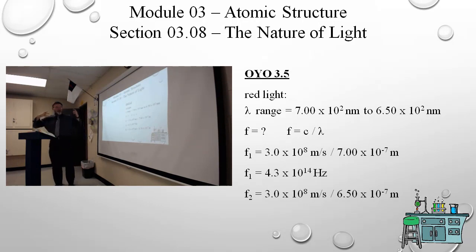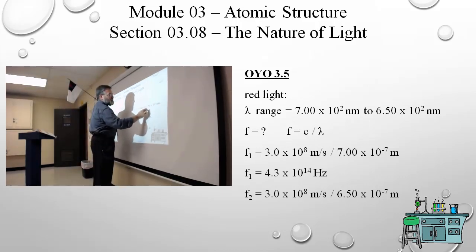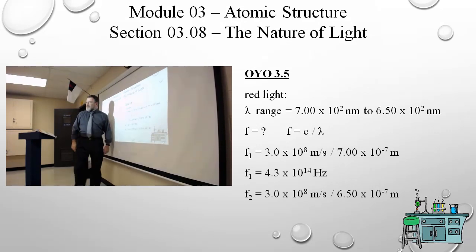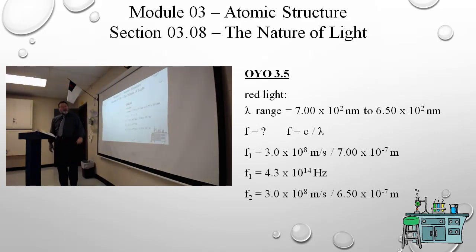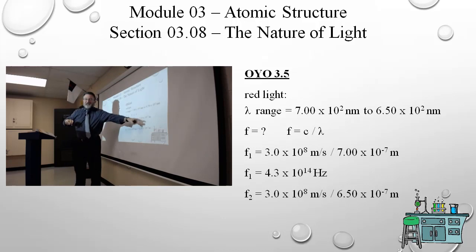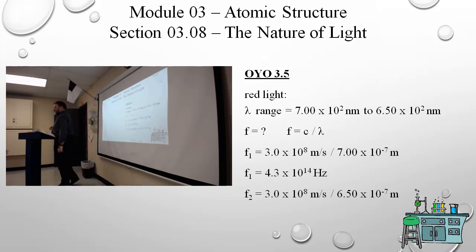You could, in your mind, rationalize it or think of it this way. 6.50 times 10 to the second times 10 to the negative 9th meters, right? Because 10 to the second takes care of this, and then this is a 1 times 10 to the negative 9th. When you multiply, you add the exponents, right? So 2 plus a negative 9 gives you a negative 7. Okay?